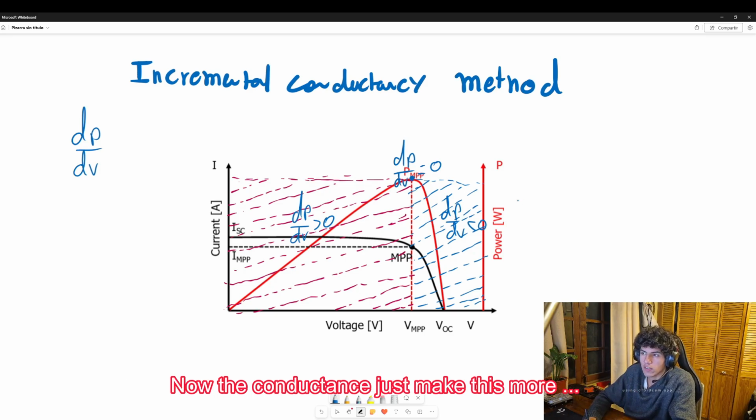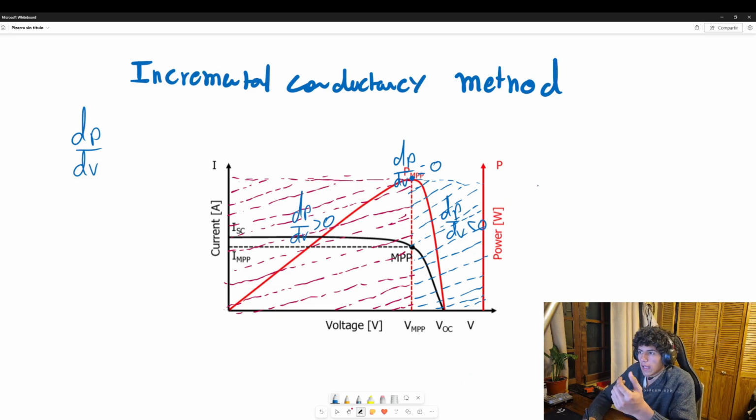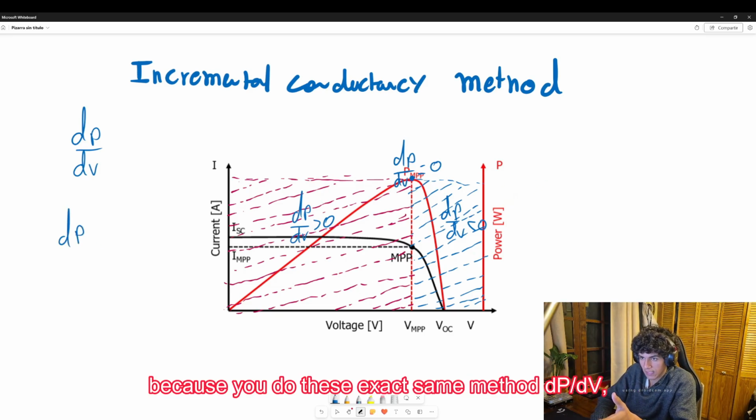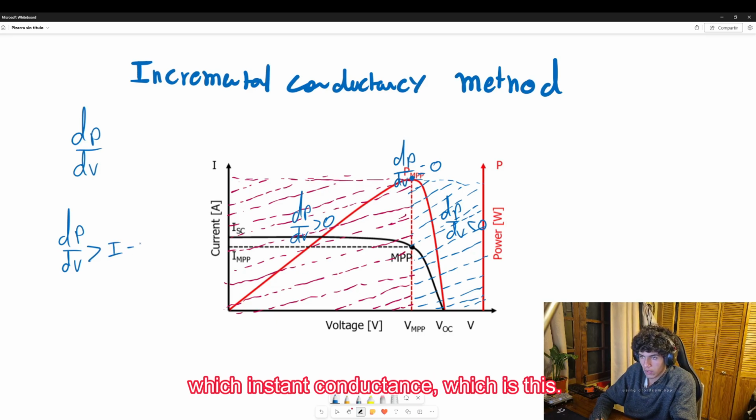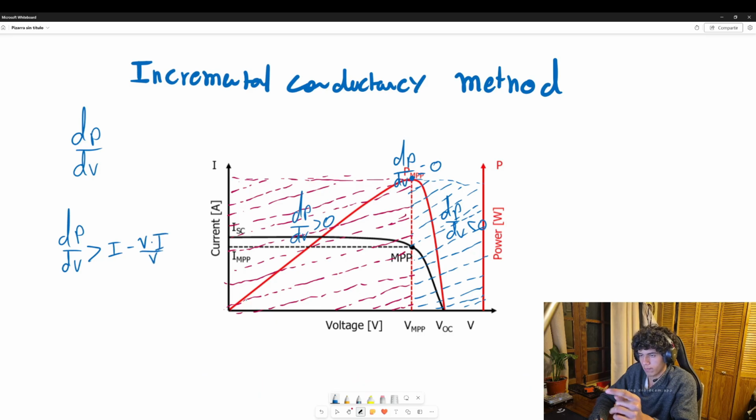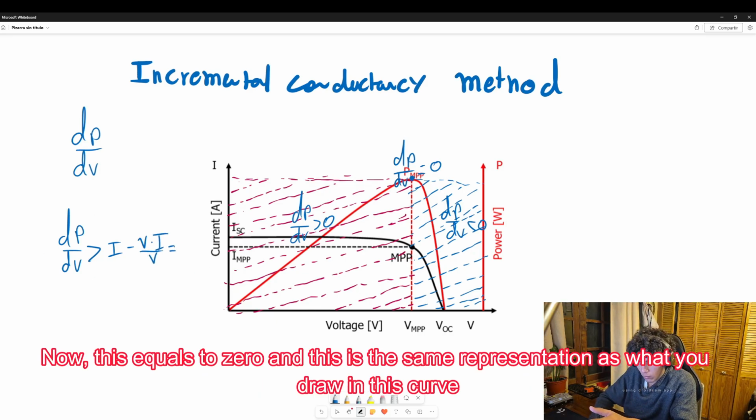Now, the conductance just makes this more certain, because you do this exact same method, dP/dV, but you evaluate it with respect to the conductance, which is the instant conductance, which is this. Now this equals 0, and this is the same representation as what you draw in this curve.